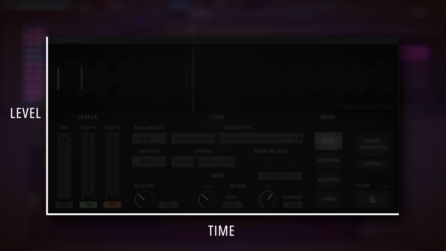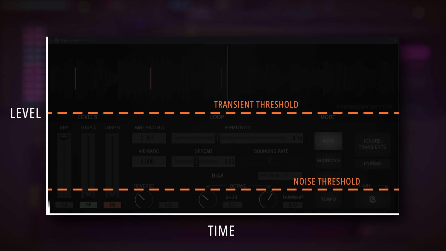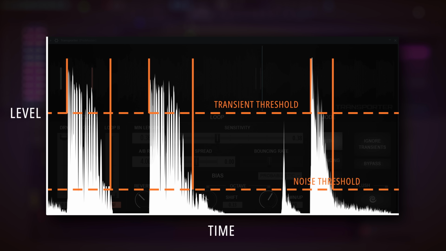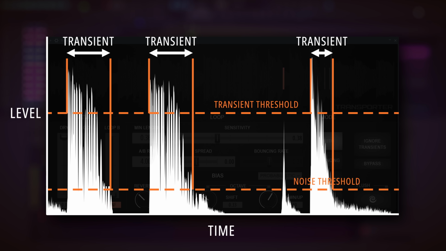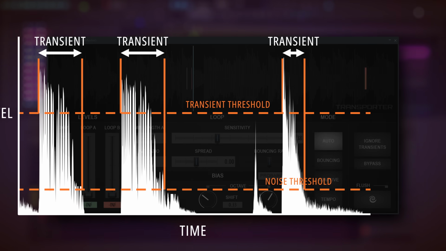Transients are what we call sudden changes in level, such as the initial volume spike of a drum hit or guitar note, which typically last 50 milliseconds or less. By analyzing the audio signal, Transporter identifies transient peaks and uses them to trigger two independent loops using that audio, allowing for dynamic and responsive playback.